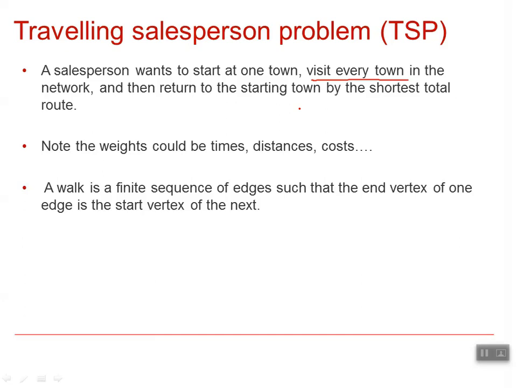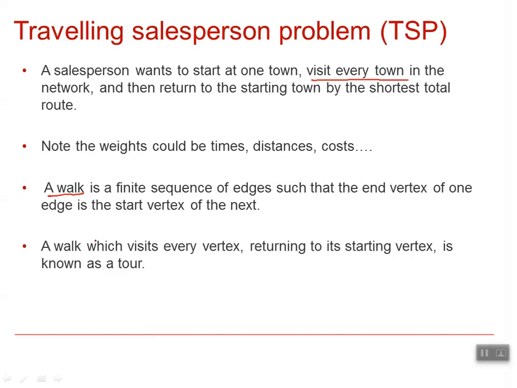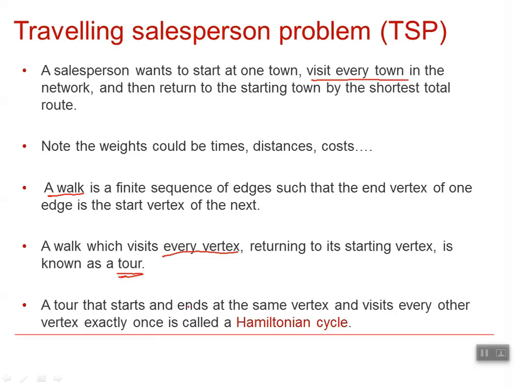So there are a few definitions we need to know first. A walk is a finite sequence of edges such that the end vertex of one edge is the start vertex of the next. A walk which visits every vertex, returning to its start, is known as a tour. A tour is slightly different to a Hamiltonian cycle, because a Hamiltonian cycle starts and ends at the same vertex but visits every vertex exactly once, whereas a tour can visit vertices as many times as it likes, as long as every one is visited.